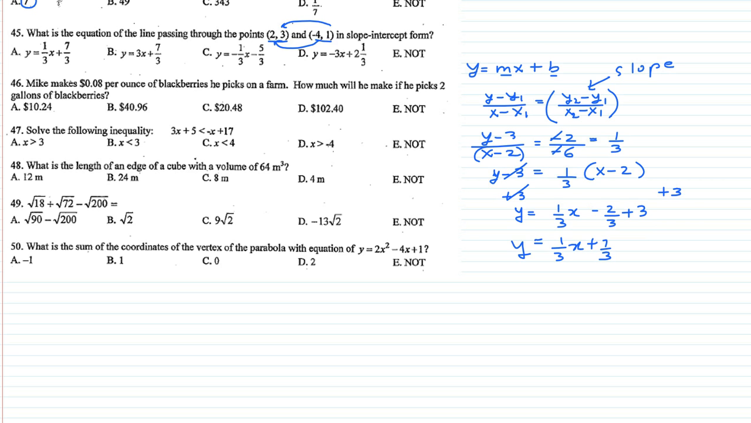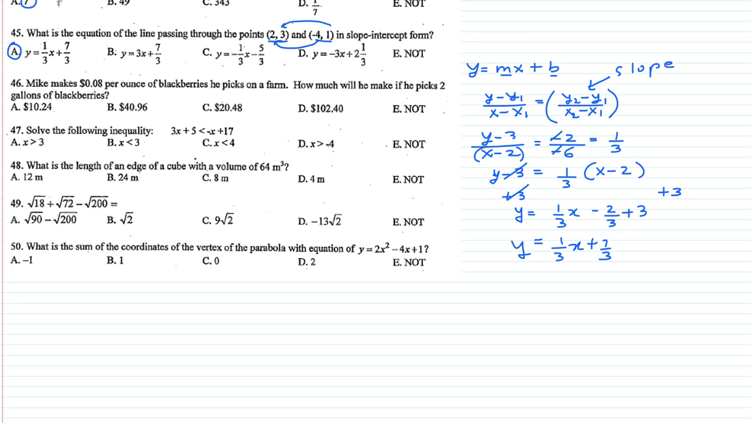So let's see if we have that equation over here. It looks like B is y equal to 3x plus 7/3, so that's not the right choice. Choice A is y is equal to 1/3 of x plus 7/3. So A is the right answer.